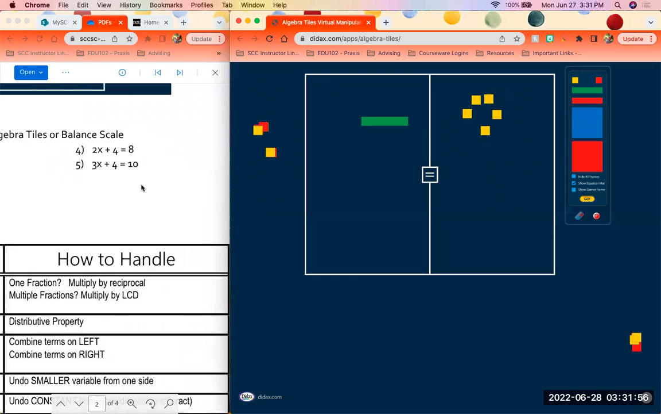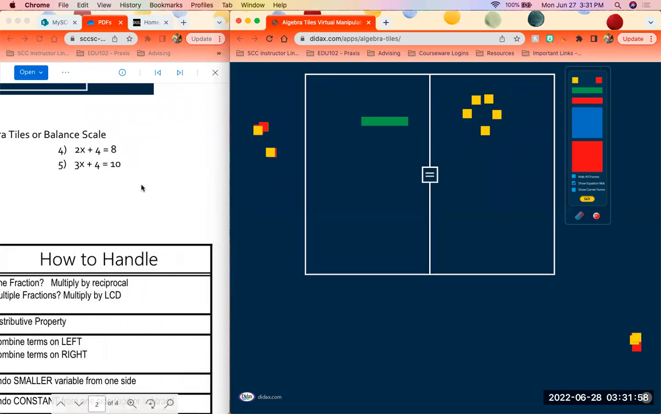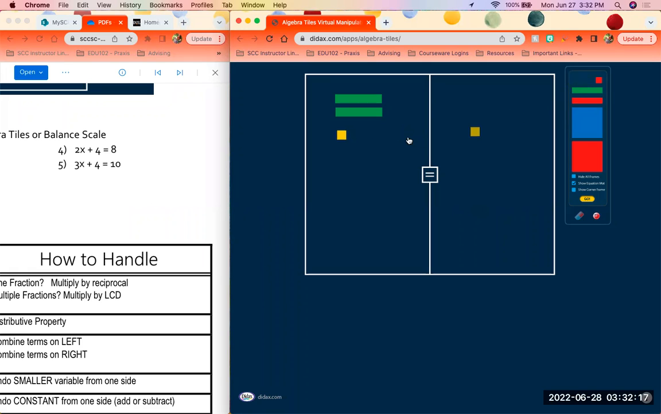All right, let's look at the next one. Let's look at a two-step equation. 2x, well, sorry, we're going to skip one. Let's look at 2x plus 4 equals 8. And so let me clear this thing out. So we've got 2x plus 4 equals 8. Well, now I'm going to have 2 x bars. So 2x plus 4. I'm going to have 4 positive 1s. So that is 2x plus 4 equals, I need 8 1s over here.